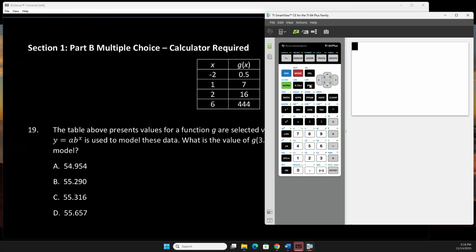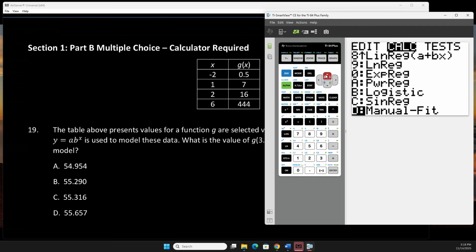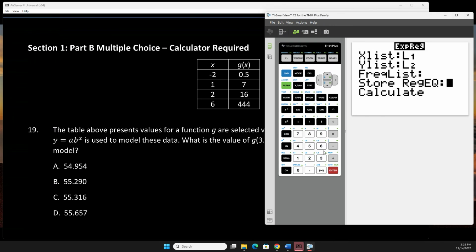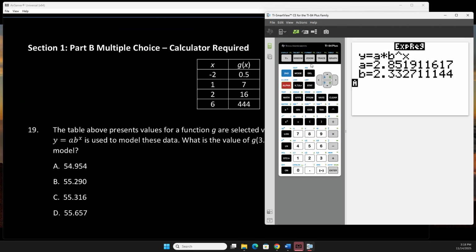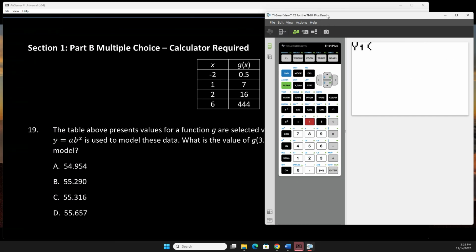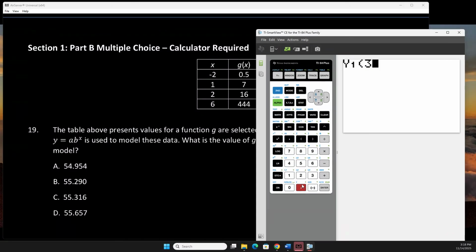All right, and then since it said it's exponential regression, we'll choose exponential regression by going over to calc and then choosing choice 0. And I am definitely going to store it in Y1 because I have to use it in a second. Once I have that stored in Y1, I can just do Y1 of 3.5. And there it is. Looks like it's going to be choice B.